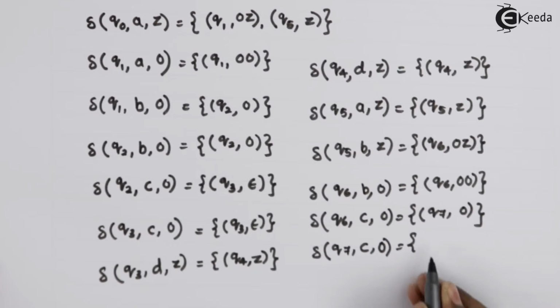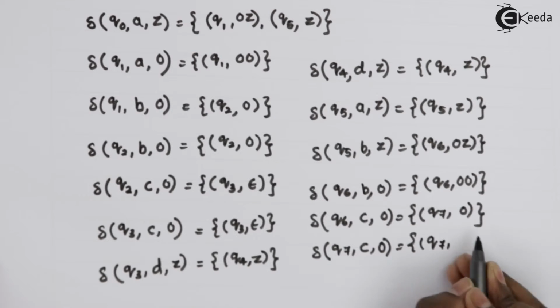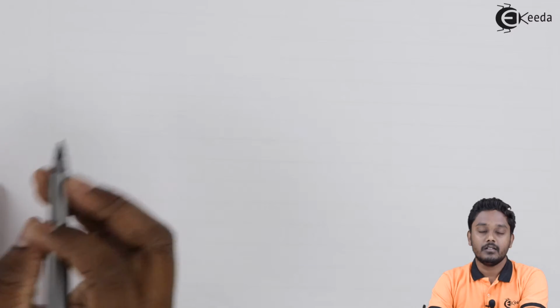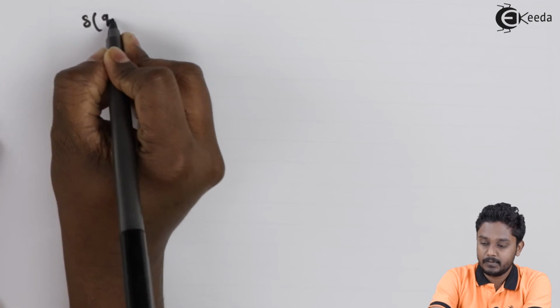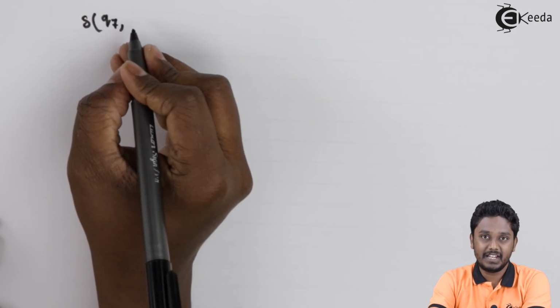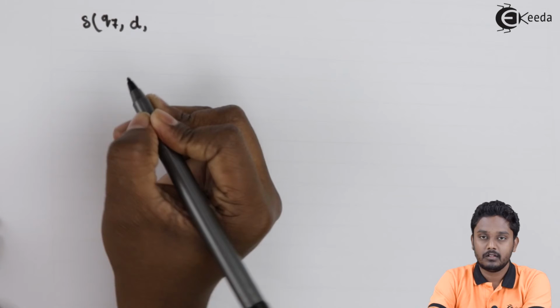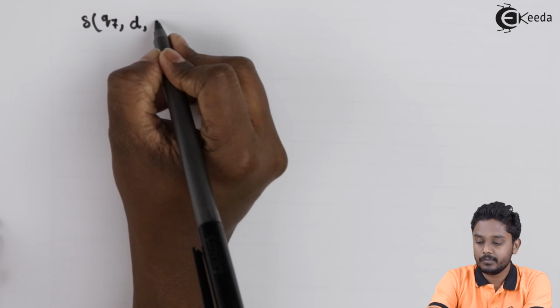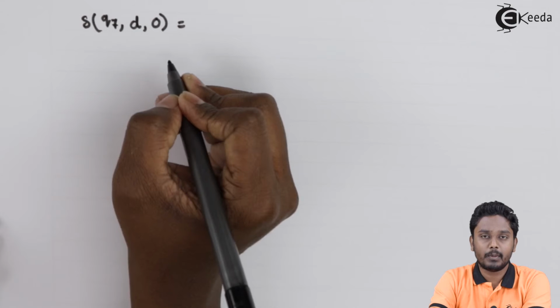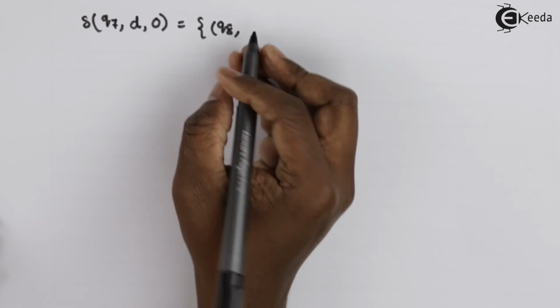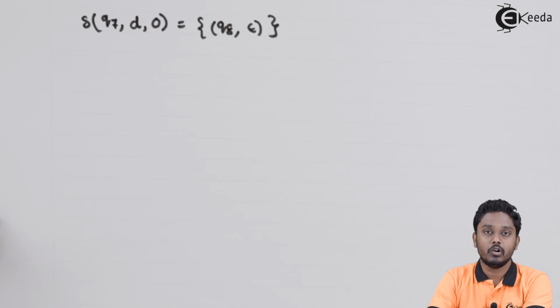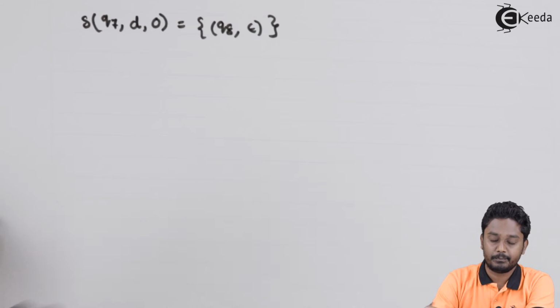Transition to Q7 only, keeping 0 as it is. From Q7, on encountering a D with 0 as the top of the stack, we will start popping up. So we'll go to the next state, Q8. On Q8, we will start counting the number of Ds and compare them with the number of Bs.